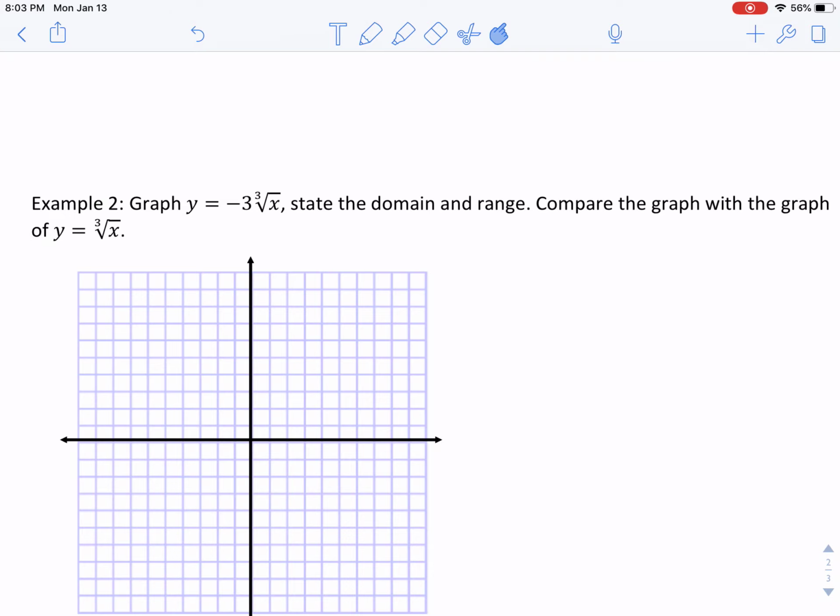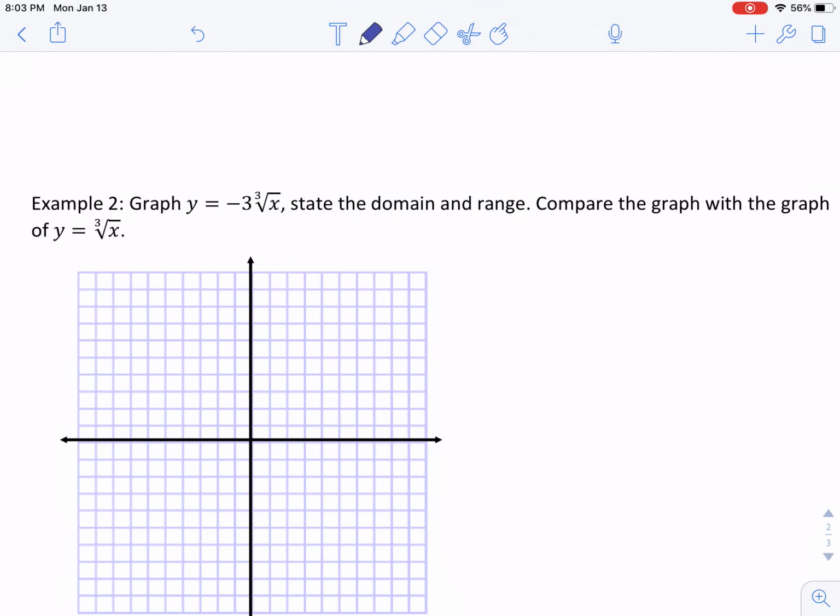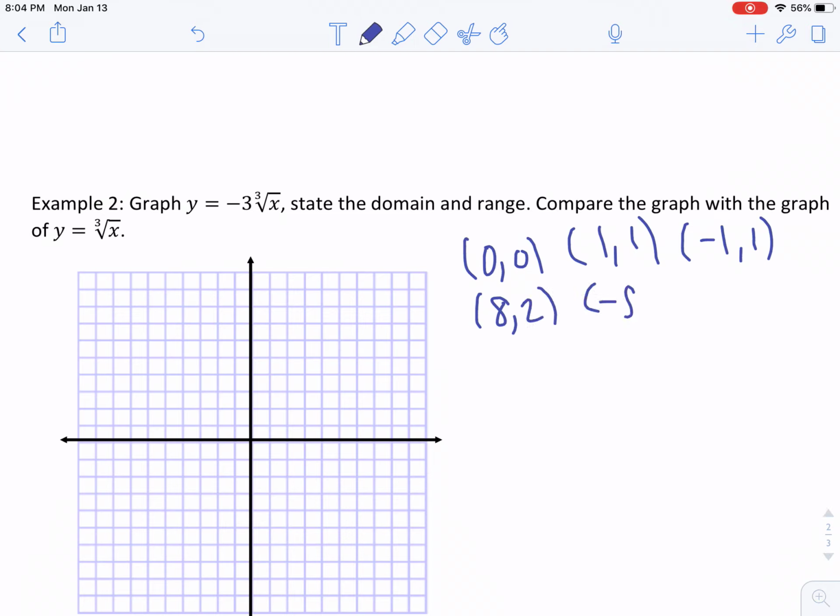This says graph y equals -3 cubed root of x. Say the domain and range. Compare the graph with the graph of the cubed root of x. So we're going to start by writing down our ordered pairs for the normal cubed root. So we do (0, 0), (1, 1), (-1, -1), (8, 2), and then (-8, -2).